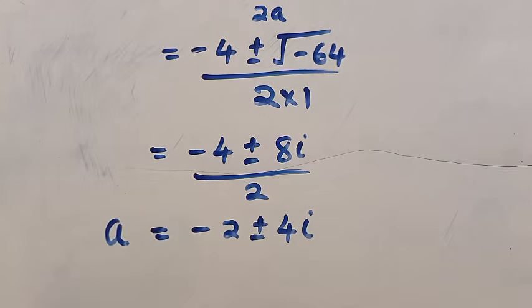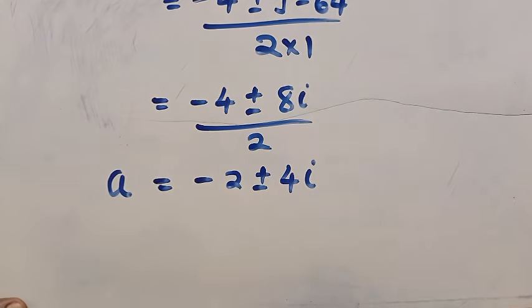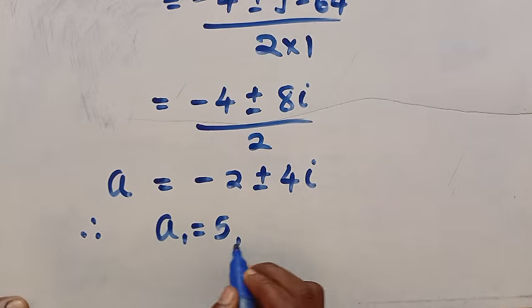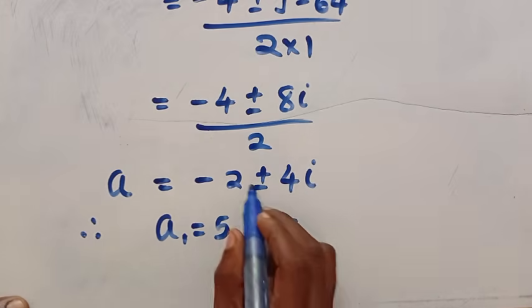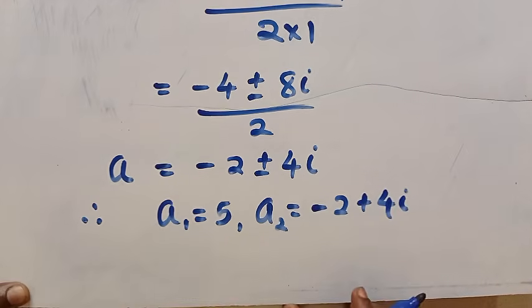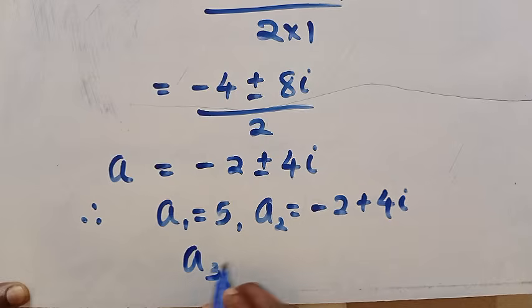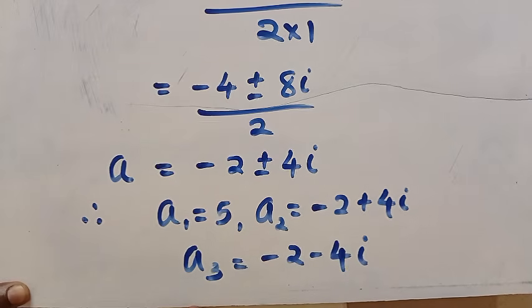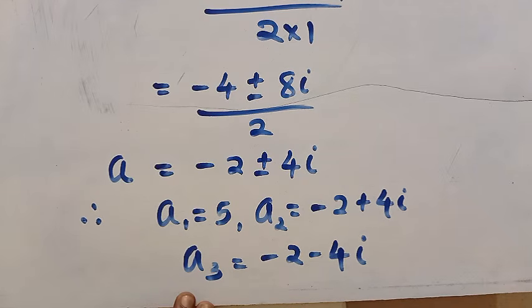This is another value of A, but to make it in a summary, the first, A1, gives us 5. We have A2 equals minus 2 plus 4i. And also we have A3 equals minus 2 minus 4i. This makes a complete 3 solutions, and we can actually verify for all of this if A is 1 and the other 2 roots. This is how I solve this problem step by step.